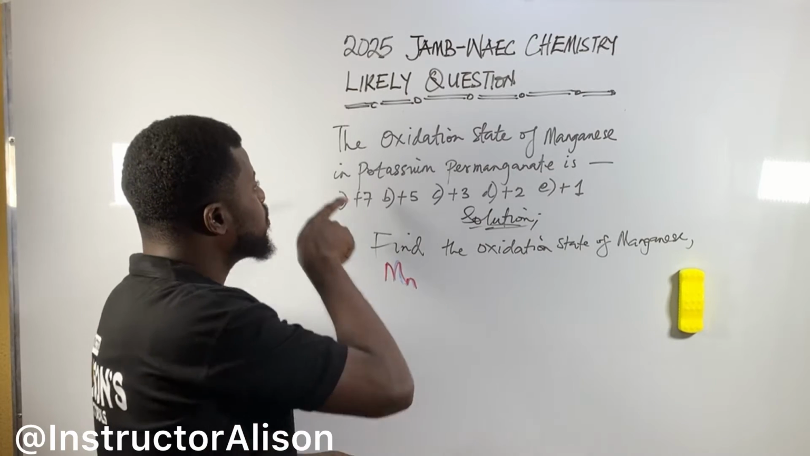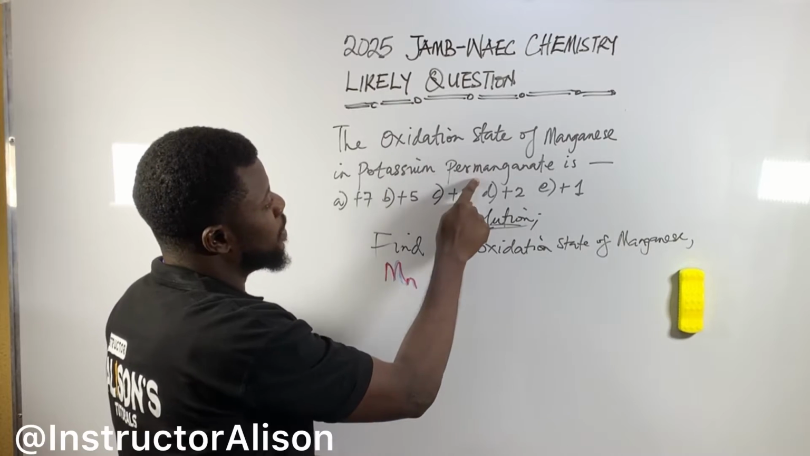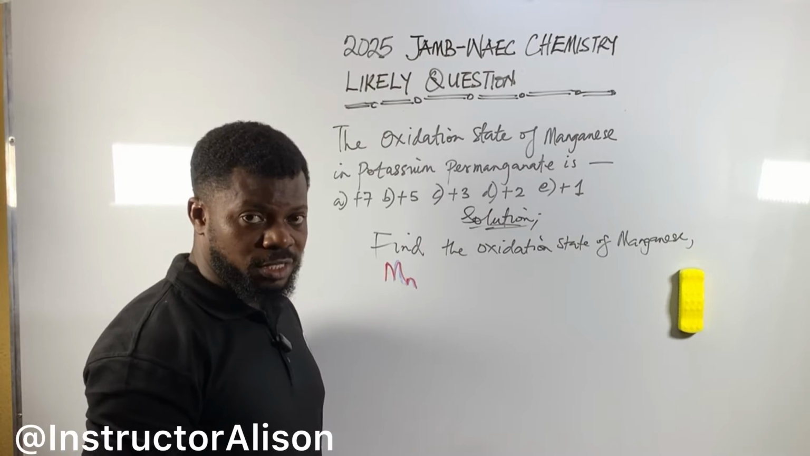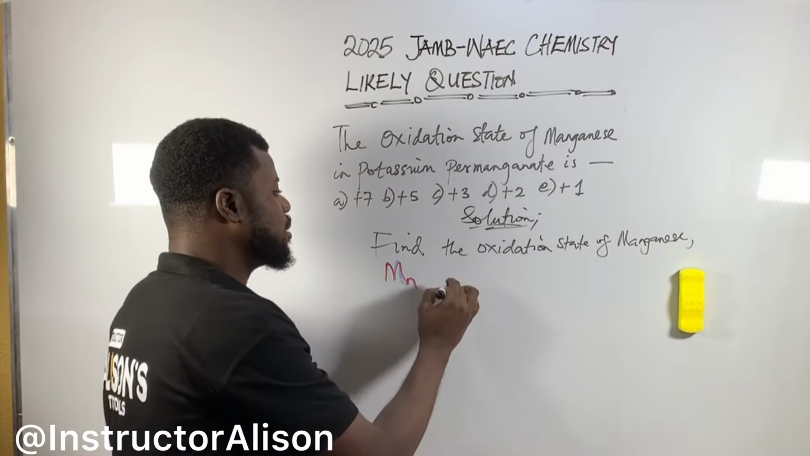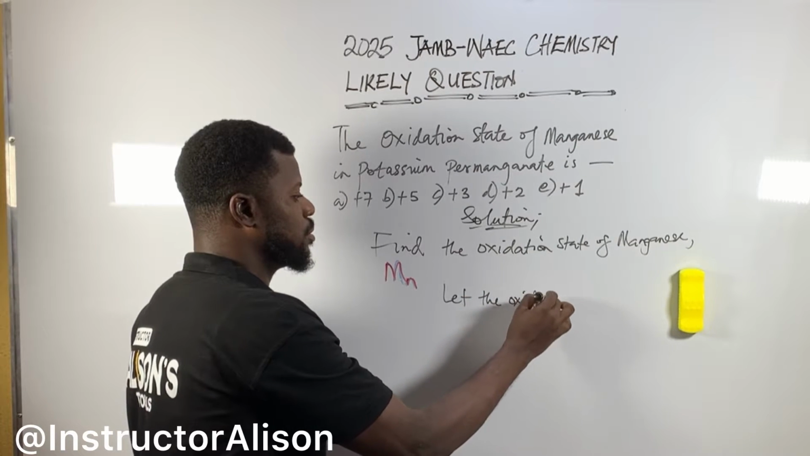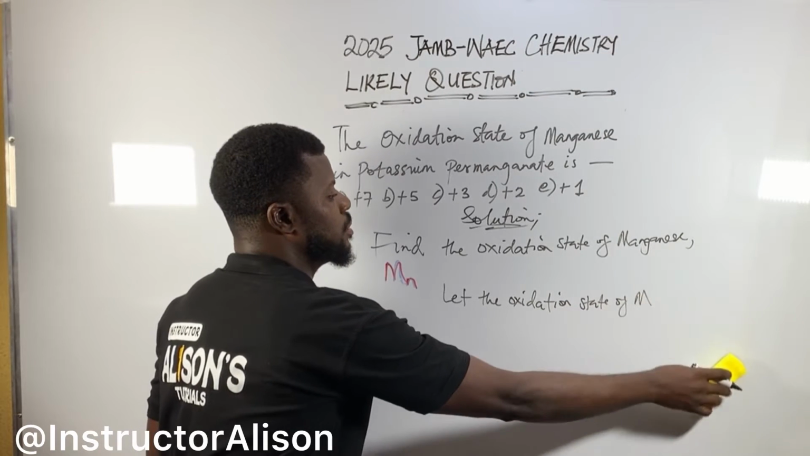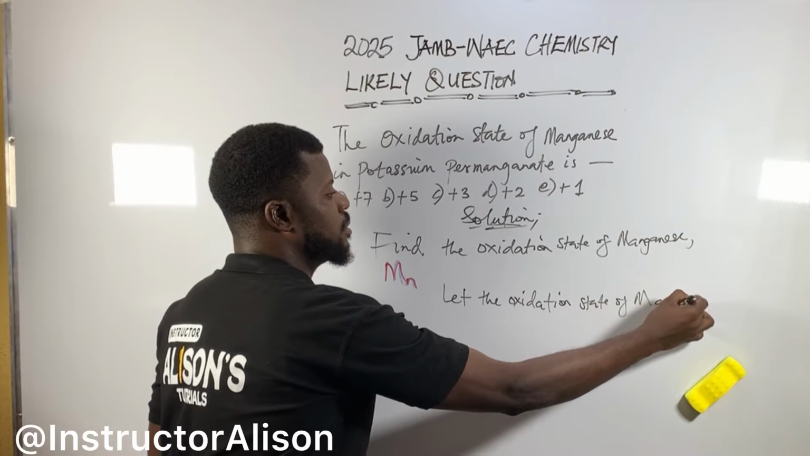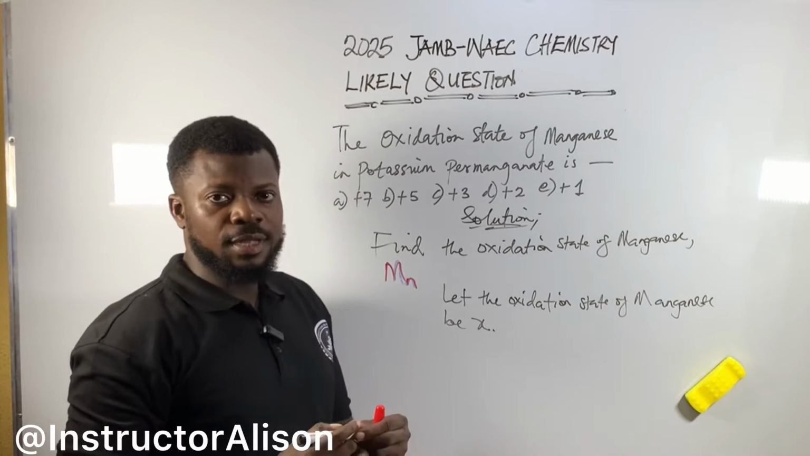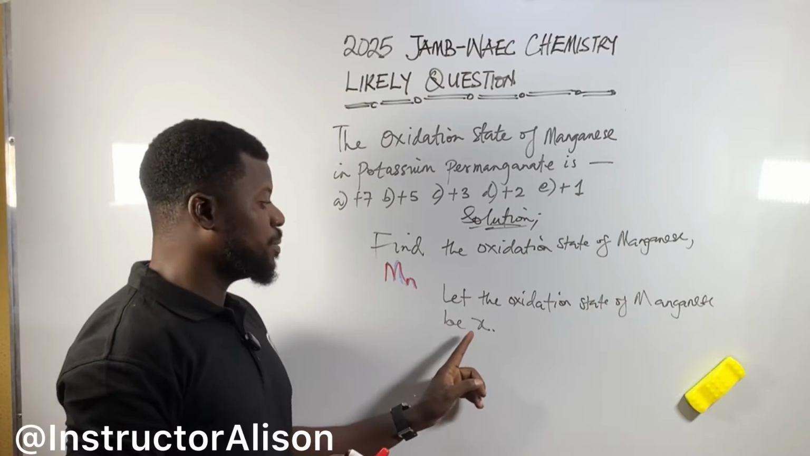Now, wetin be the question? Make you find the oxidation state of manganese in potassium permanganate. Let me say make you find the oxidation state of this manganese. Wetin be the oxidation state? We no know. So wetin you go first do be say you say let the oxidation state of manganese be X. As I say make it be X, anywhere I see this symbol Mn, I go replace am with X.